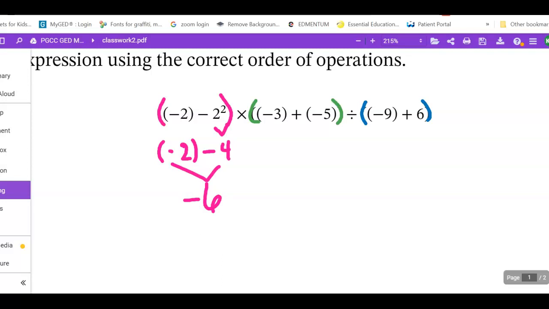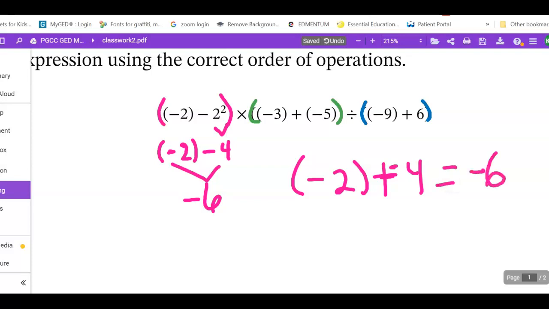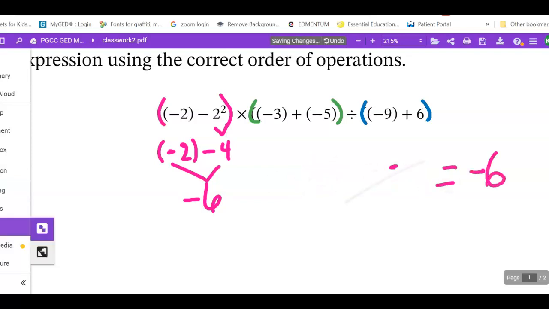Okay? Notice I didn't write it out. Let me do it over here, just in case, so you can see where I am. Negative 2 minus 4. How did I get negative 6? Step 1, step 2, step 3. Negative 6. So again, all about memorizing those integer rules, right?